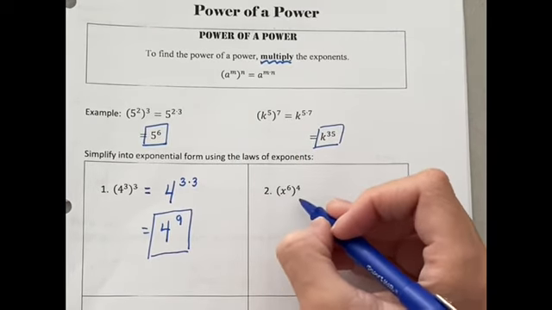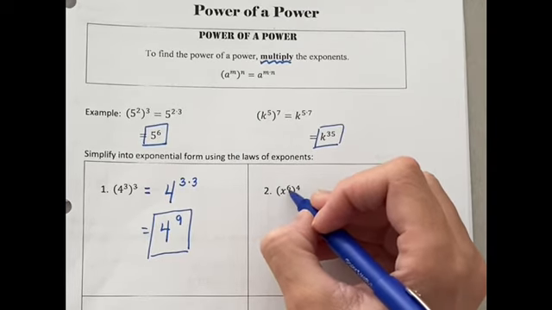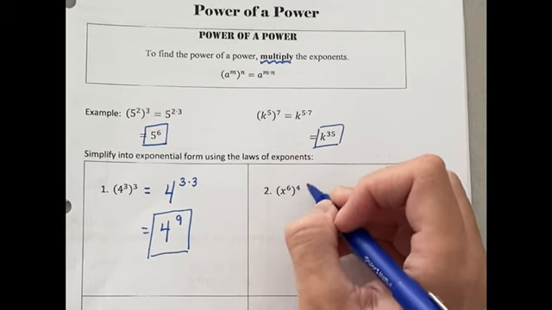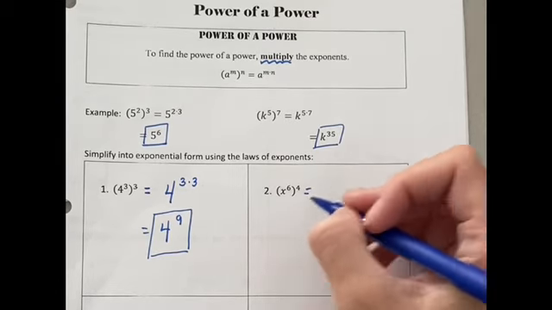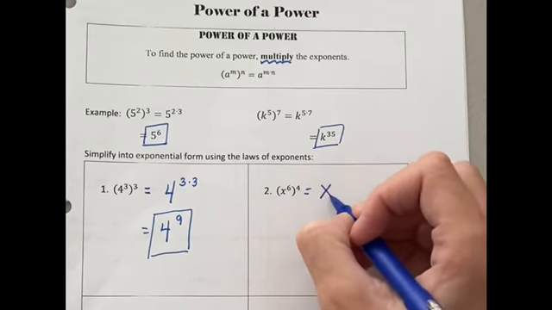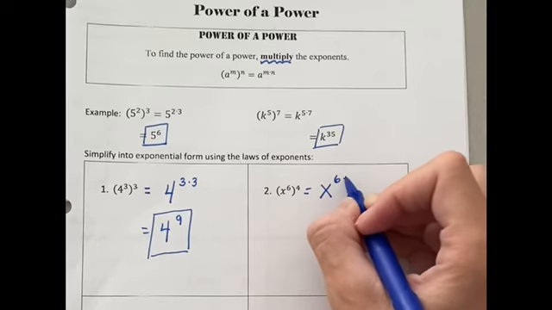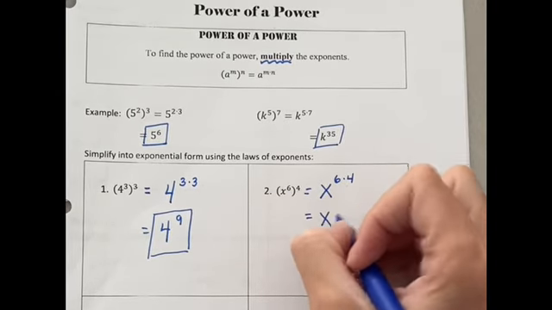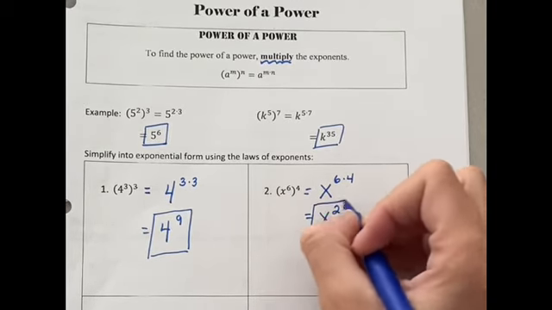Then here, question number 2. I have x to the 6th raised to the 4th power. I have a power raised to a power. So when I have a power raised to a power, I need to keep that x and then multiply 6 times 4, and that gives me x to the 24th power.